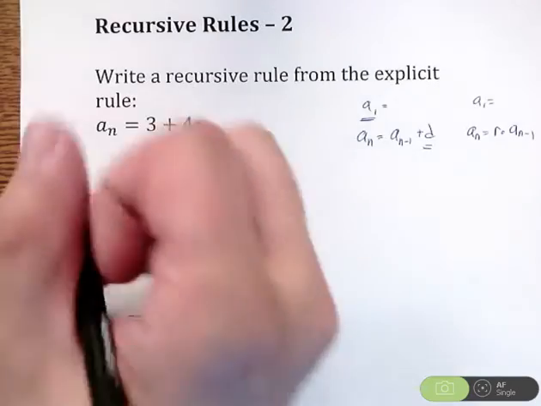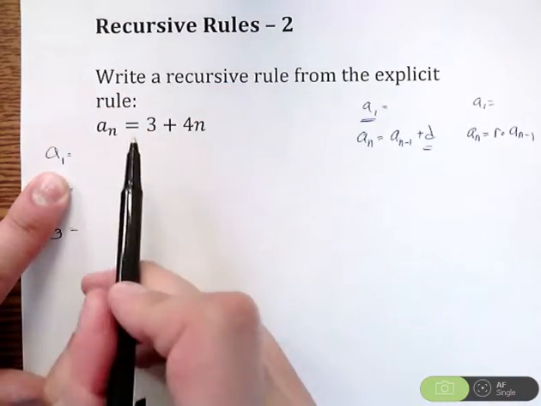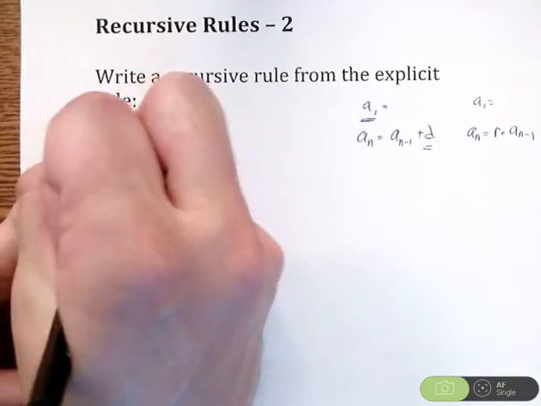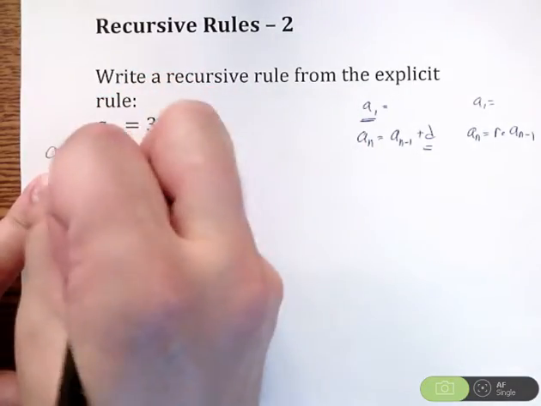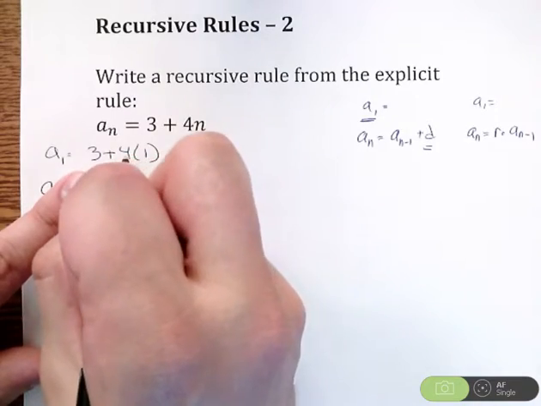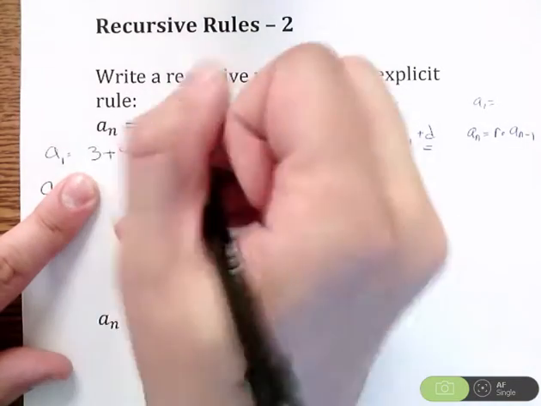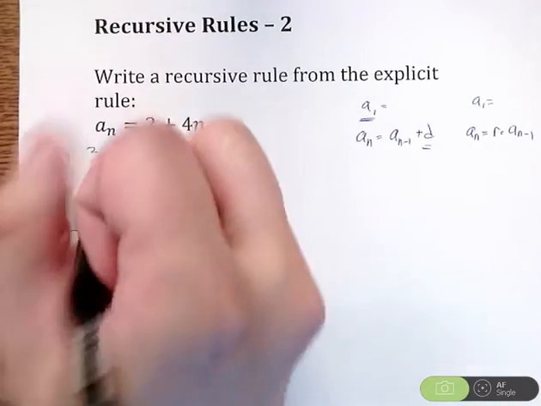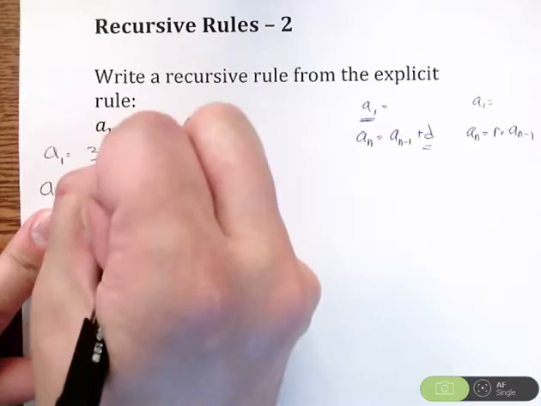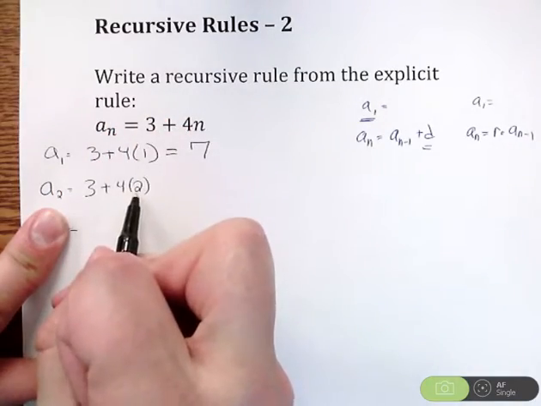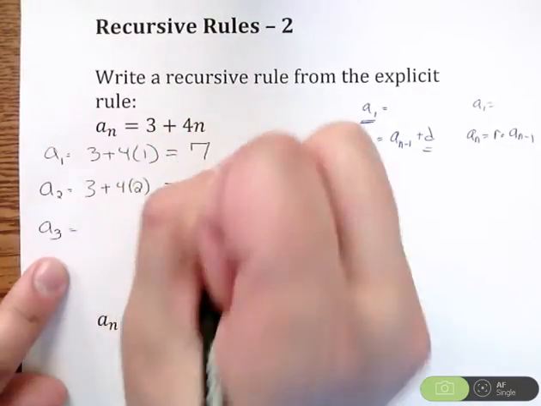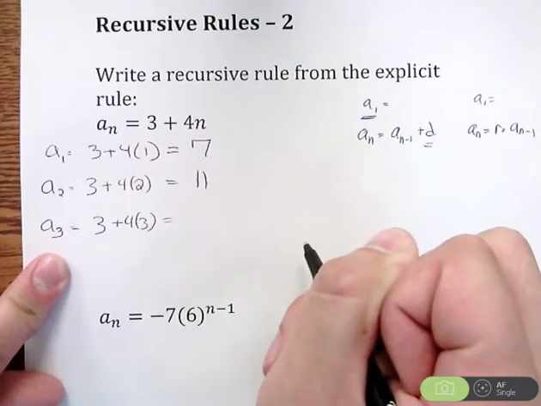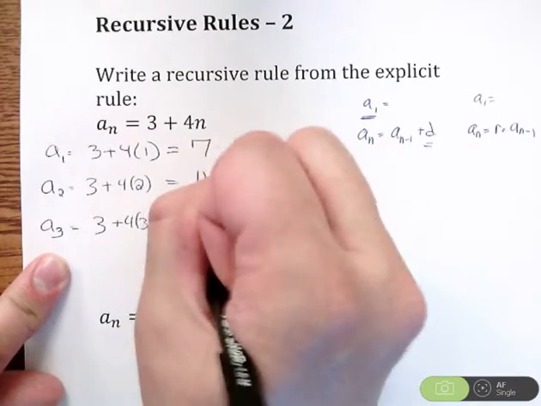If I want to know A1, that means I replace my n's with 1 on the right side. So I have 3 plus 4 times 1, which is 4 plus 3, which is 7. Then A2 is 3 plus 4 times 2. 4 times 2 is 8, so I have 11. And then 3 plus 4 times 3, and I end up with 15.